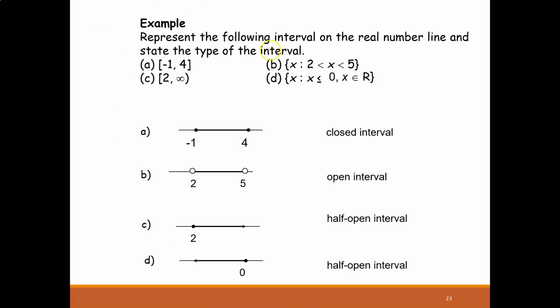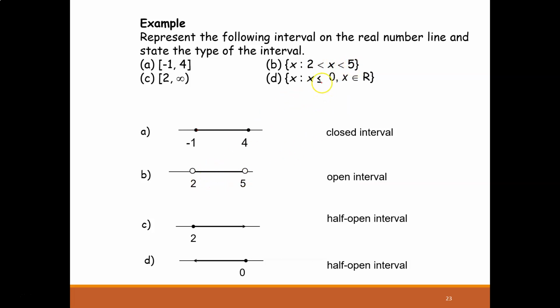Okay, represent the following intervals on the real number line and state the type of the interval. Okay, you have a closed interval, negative 1 until 4. So for a closed interval, negative 1 until 4, you can draw it like this. You have a close bracket, okay? And you also have a shaded dot.